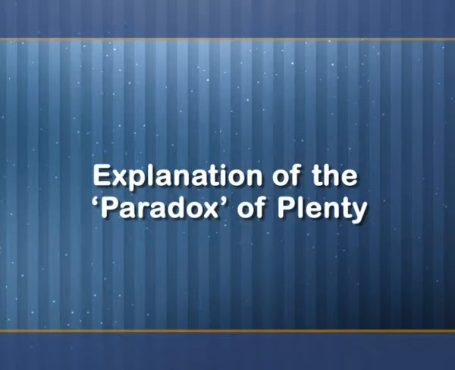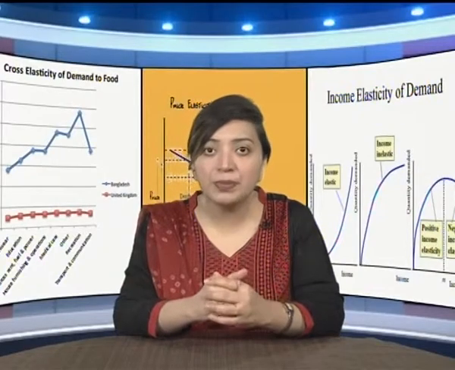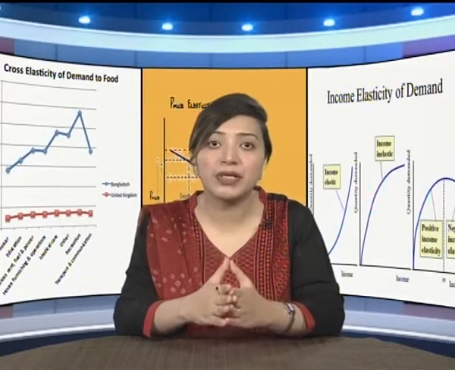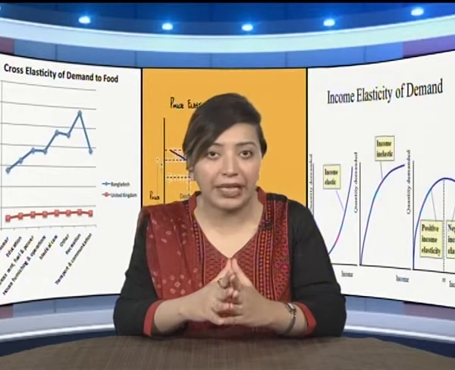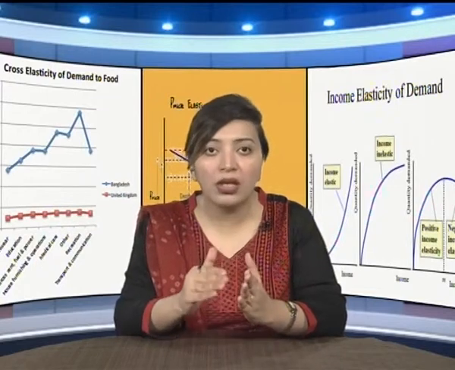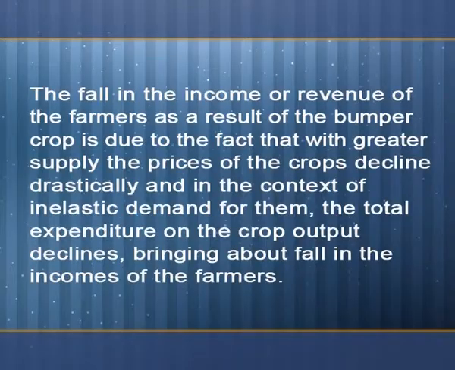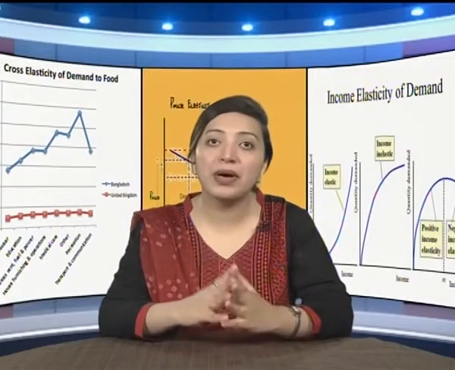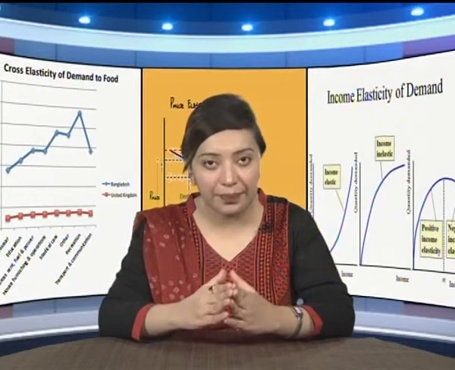Next is explanation of the paradox of plenty. The concept of price elasticity of demand also helps us to explain the so-called paradox of plenty in agriculture, namely that a bumper crop reaped by the farmers brings a smaller total income to them. The fall in the income or the revenue of the farmers as a result of the bumper crop is due to the fact that with a greater supply, the prices of the crops decline drastically, and in the context of inelastic demand for them, the total expenditure on the crop output declines, bringing about a fall in the incomes of the farmers. Thus, the bumper crop, instead of raising their incomes, reduces them.